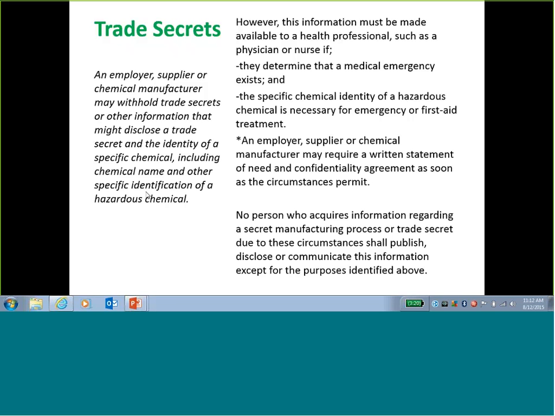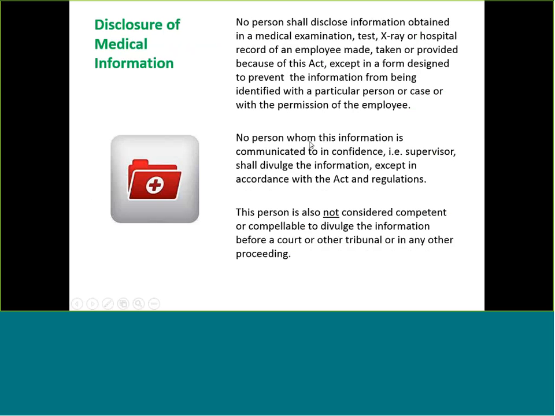No person who acquires information regarding a trade secret manufacturing process or trade secret due to these circumstances shall publish, disclose, or communicate this information except for the purposes identified below. Disclosure of medical information: no person shall disclose information obtained in a medical examination, test, x-ray, or hospital records of an employee made, taken, or provided because of this Act, except in a form designed to prevent the information from being identified with a particular person, or with the permission of the employee.